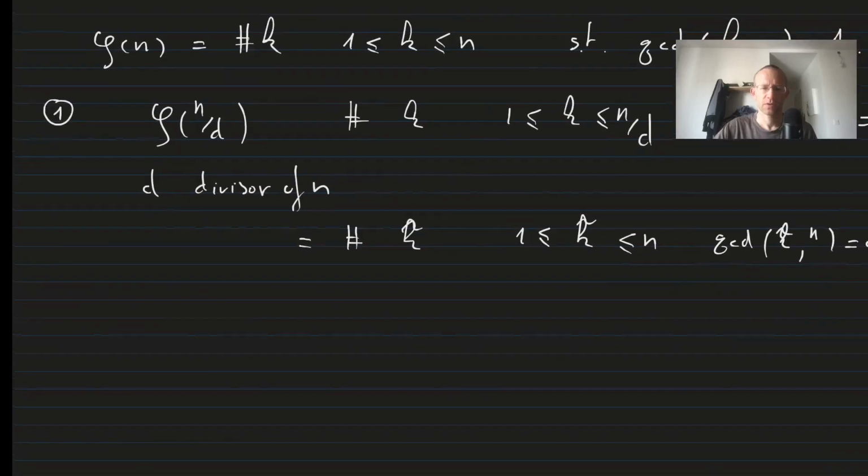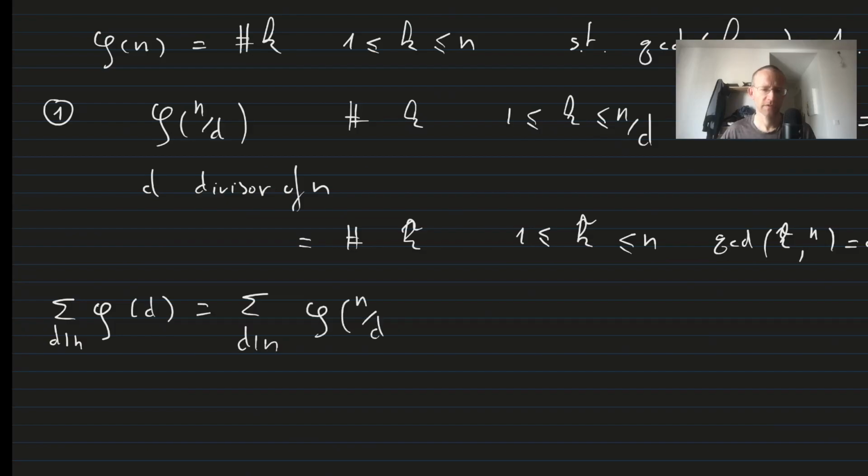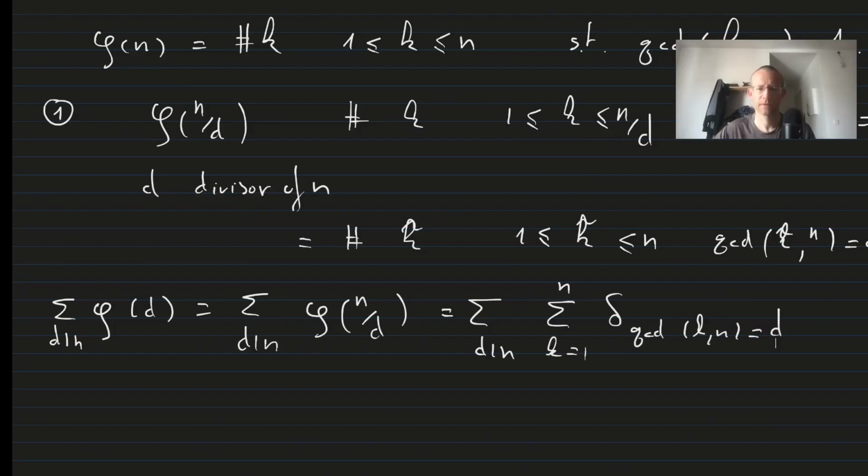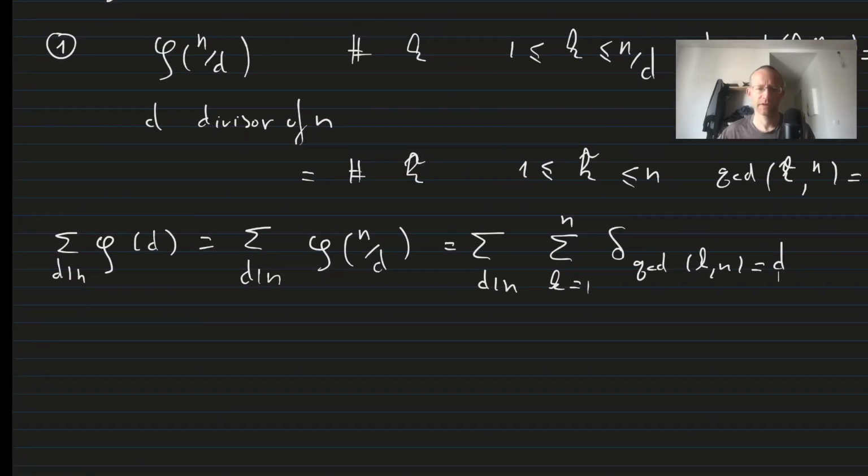So let's then prove the property. We have that the sum over divisors of n of phi of d is nothing but the sum over divisors of n of phi of n over d, because as d runs over divisors, n over d also runs over divisors. And then we use the above property to say that this is equal to the sum from k is 1 to n, where we count k when the GCD of k and n is equal to d, because that's this number phi of n over d.